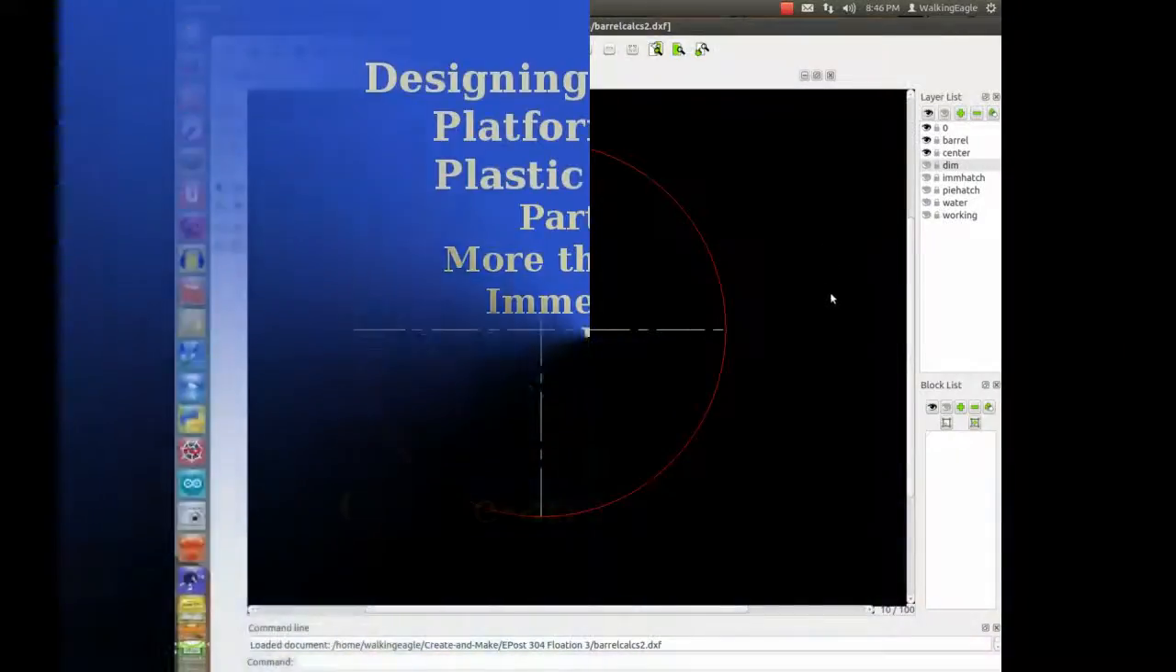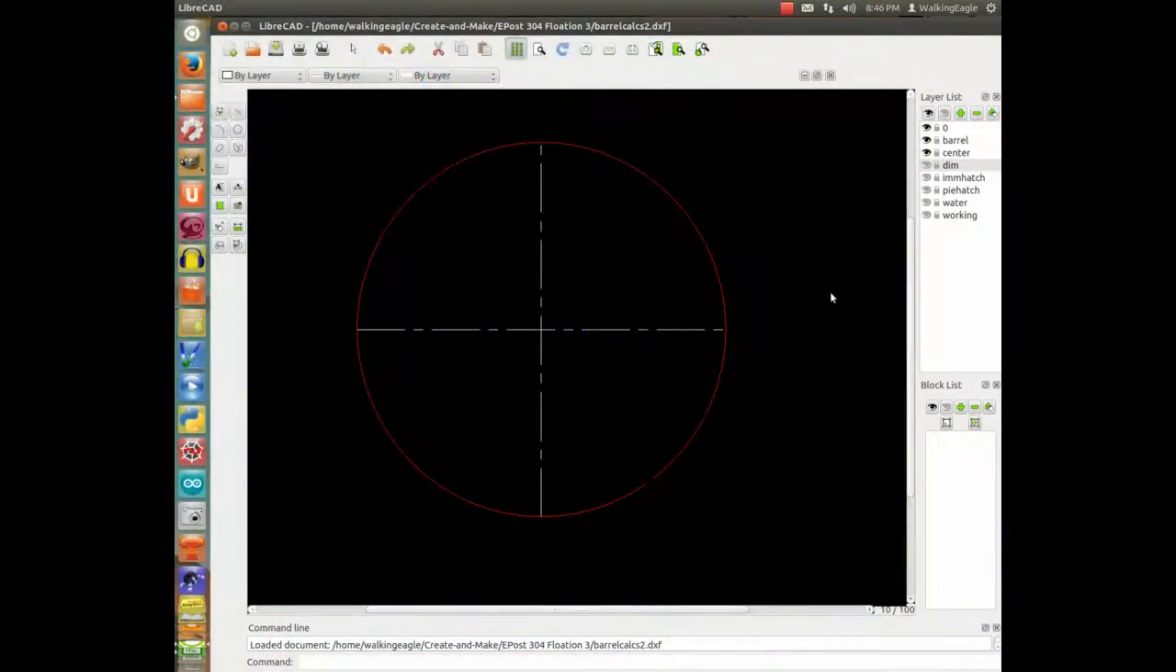Host Gary Fox back again, and we are going to finish up the analysis of how much buoyancy we could get with a plastic barrel. So this time we are going to deal with it more than 50% immersed in the water.